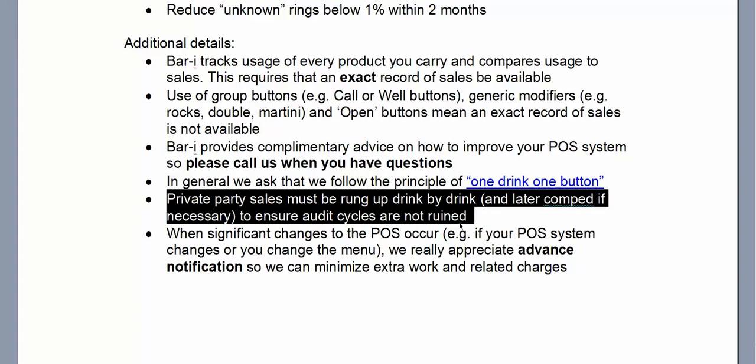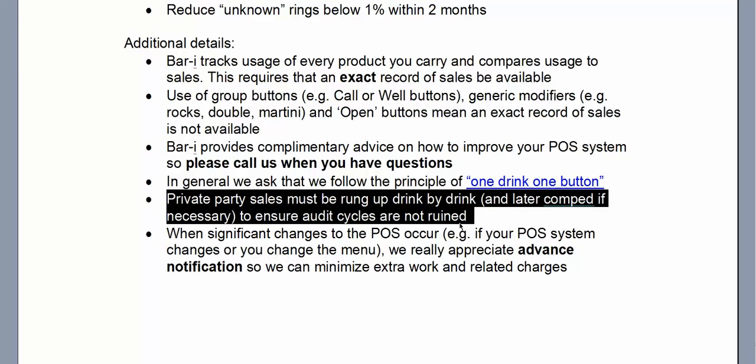Again, we mentioned private parties, but they do have the ability to ruin an entire cycle. So let's just explain the ideal way. When you have a private party, regardless of whether you're charging the customer per drink, many times you sell a private party and it's $10 a head. So in some respects, you don't care what they drink because you're just going to give it to them. Either way, it's good to ring up those drinks drink by drink. It reinforces that idea that we're careful about ringing things up.